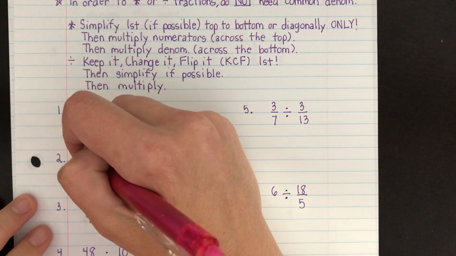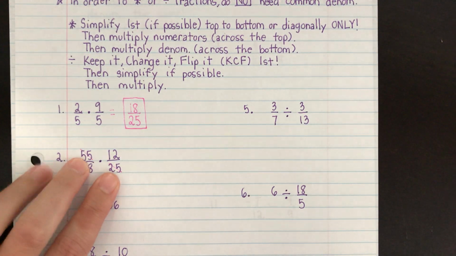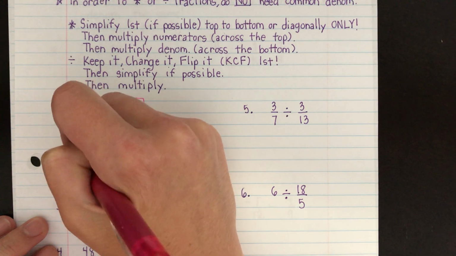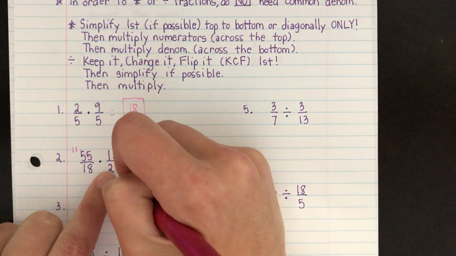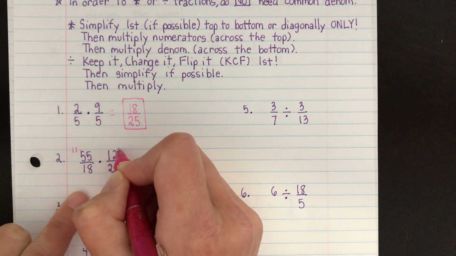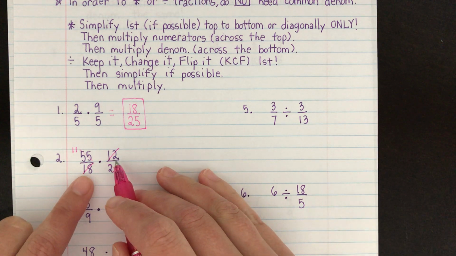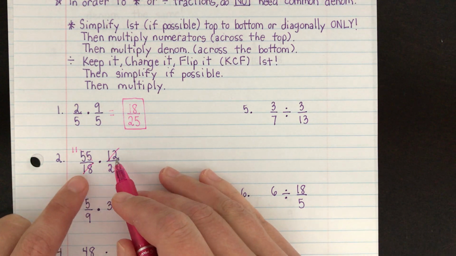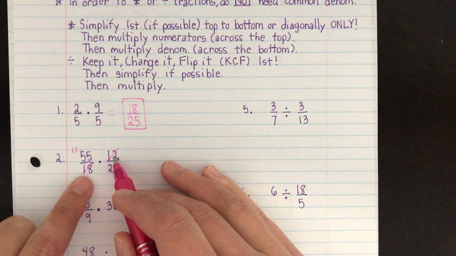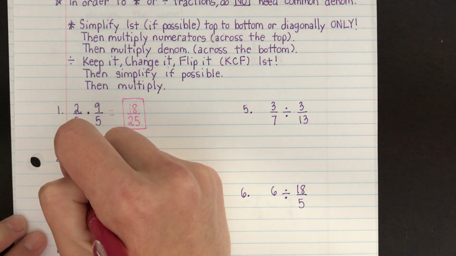Diagonally, though, this 55 and this 25 can simplify because what goes into both of those numbers? The highest number that goes into both of those numbers, and that's 5. So 5 goes into 55 11 times, while 5 goes into 25 5 times. And then similarly, diagonally here, we can simplify the 12 and the 18. You're probably thinking, oh, they're both even. Well, yes, they're both even, and they're both divisible by 3, but go as high as you can go, and that value is going to be 6. So if I divide 12 by 6, that's going to be 2. And if I divide 18 by 6, that's going to be 3.